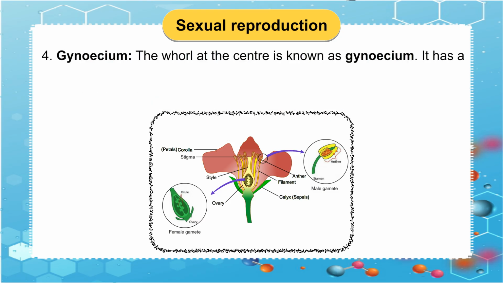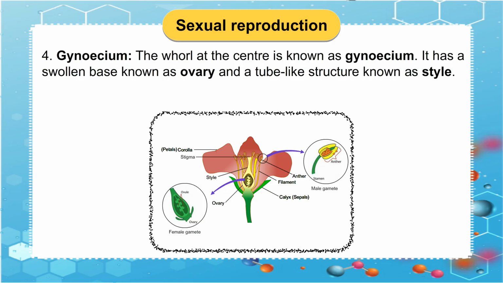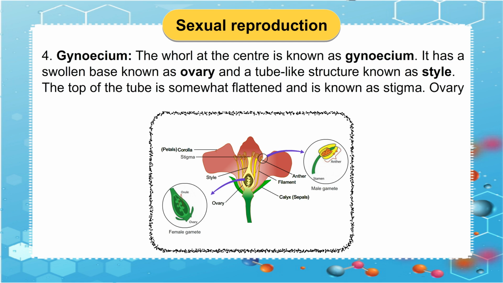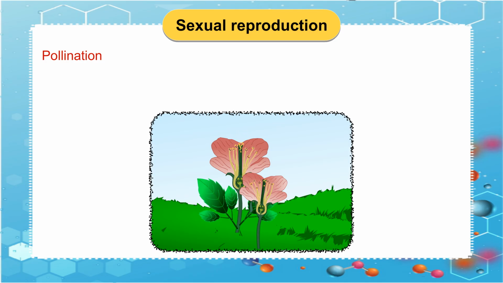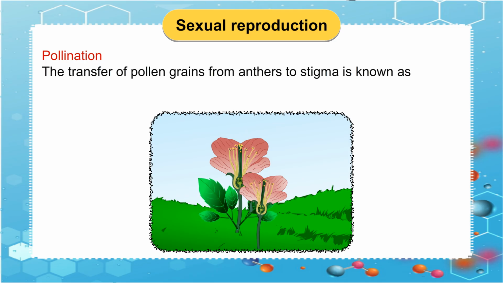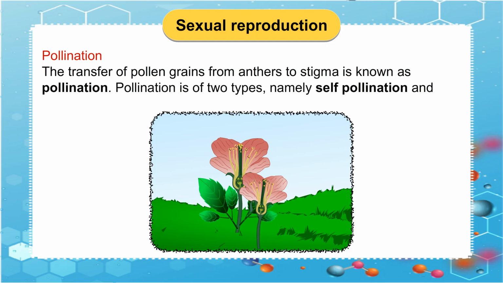4. Gynoecium. The whorl at the center is known as gynoecium. It has a swollen base known as ovary and a tube-like structure known as style. The top of the tube is somewhat flattened and is known as stigma. Ovary produces the eggs or female gametes. Pollination. The transfer of pollen grains from anthers to stigma is known as pollination. Pollination is of two types, namely self-pollination and cross-pollination.